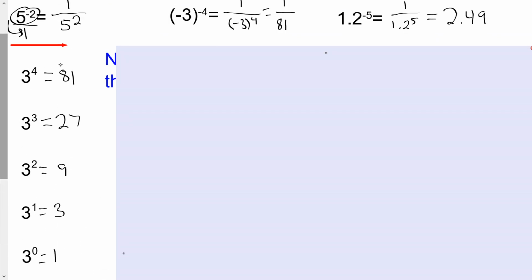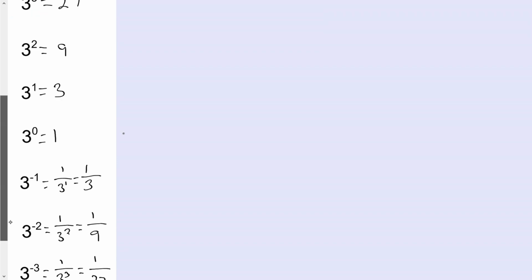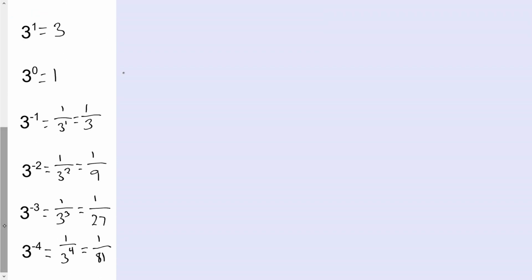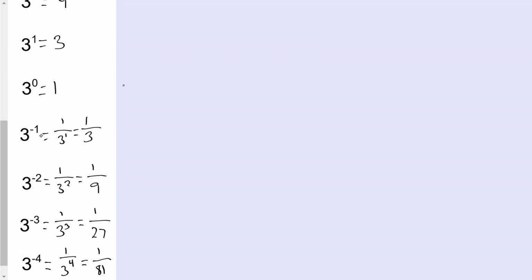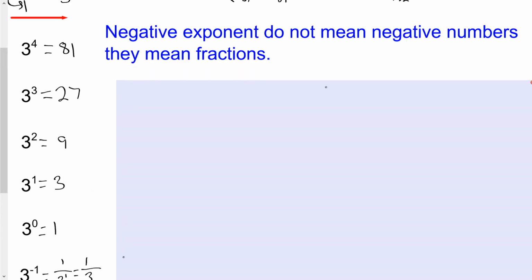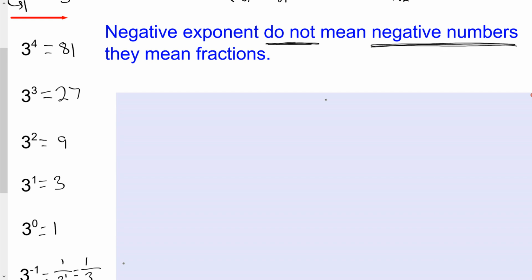So we can use what we know about positive exponents to help us figure out what the negative exponents are. And you'll notice that just because we have a negative exponent doesn't mean we have a negative answer. Okay, and that is the key point right here. Negative exponents do not mean negative numbers. They do not mean negative numbers. They mean fractions. So let's get through some examples here so we can start working on those exit tickets of yours.